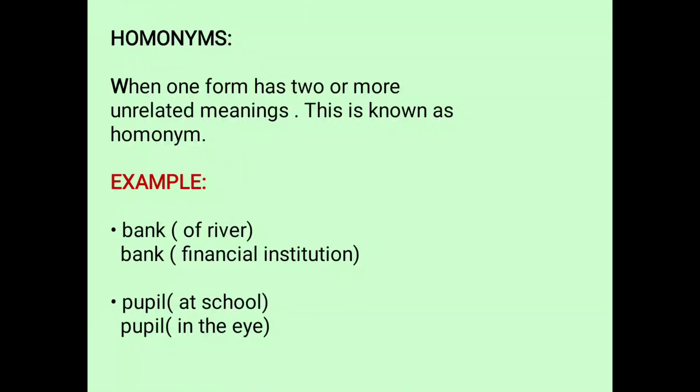Then comes homonyms. When one form has two or more unrelated meanings, this is known as homonyms. For example, bank. One meaning of bank is the side of a river, or the bank is a financial institution. The second example is pupil. You can say pupil at the school or pupil in the eye. So these are the forms of words which have unrelated meanings.